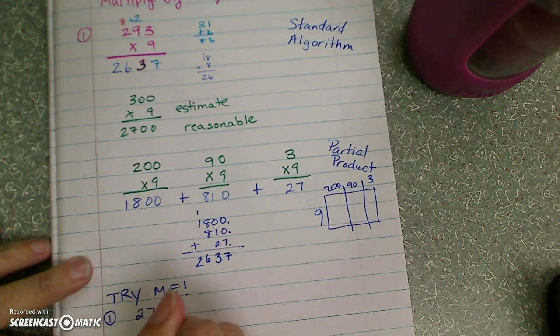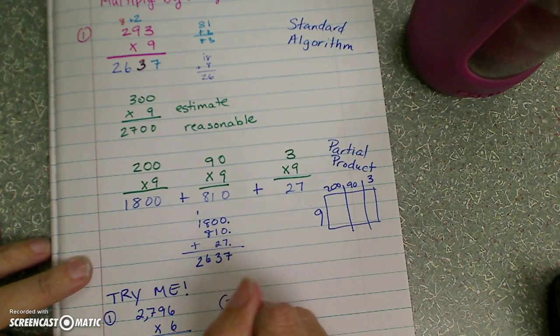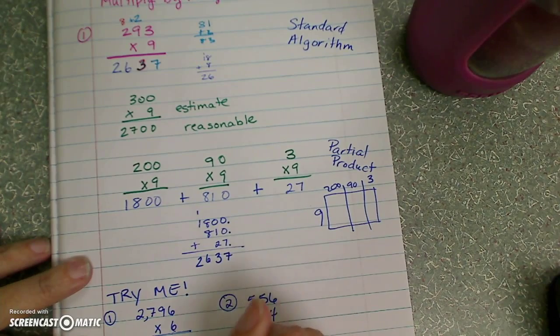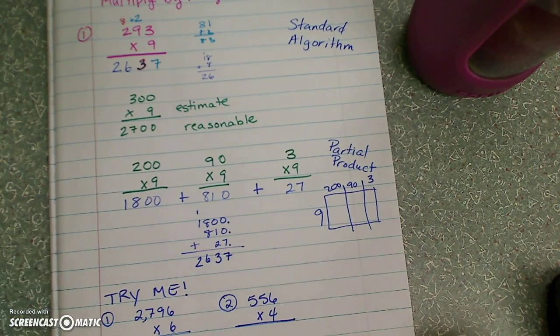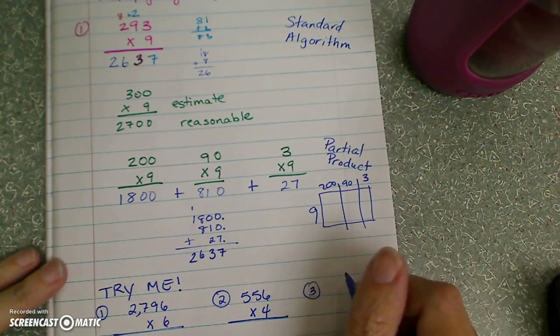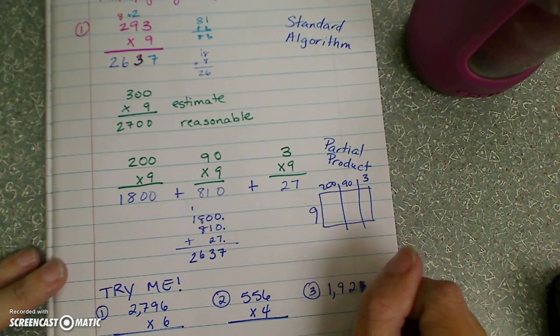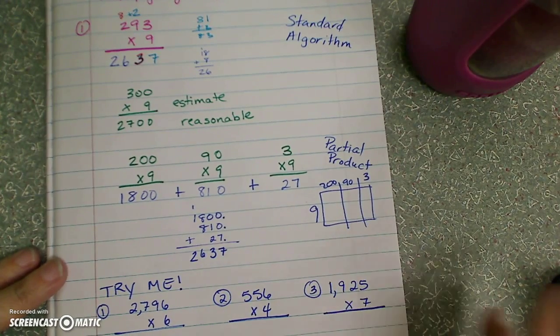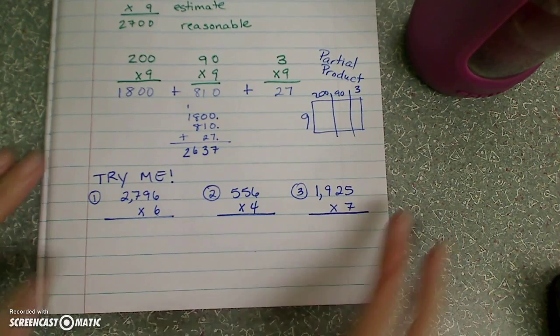So the first one is 2,796 times 6. The second problem I'm going to do is 556 times 4. Now, if you know your facts, of course, this is going to go real quick for you. Remember, you do have a multiplication chart in your math journal that you can use to help you solve these problems if you need to. Again, study your facts, and this will go a lot faster for you in this unit. Oh, let me scooch it up so you can see all 3 of those problems.